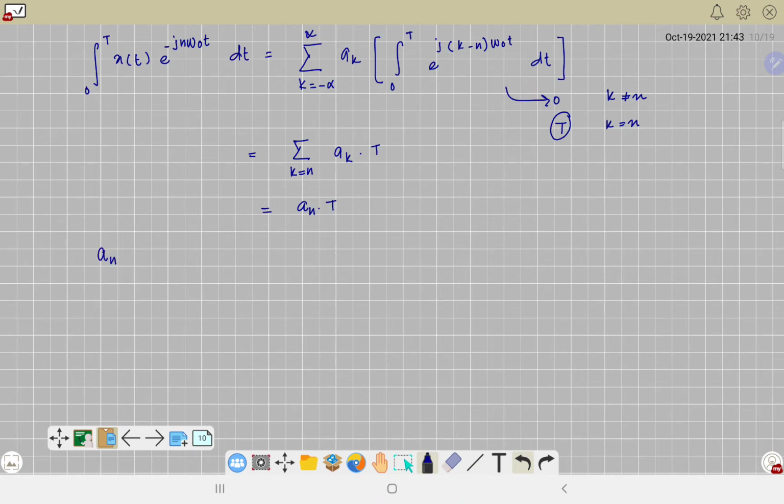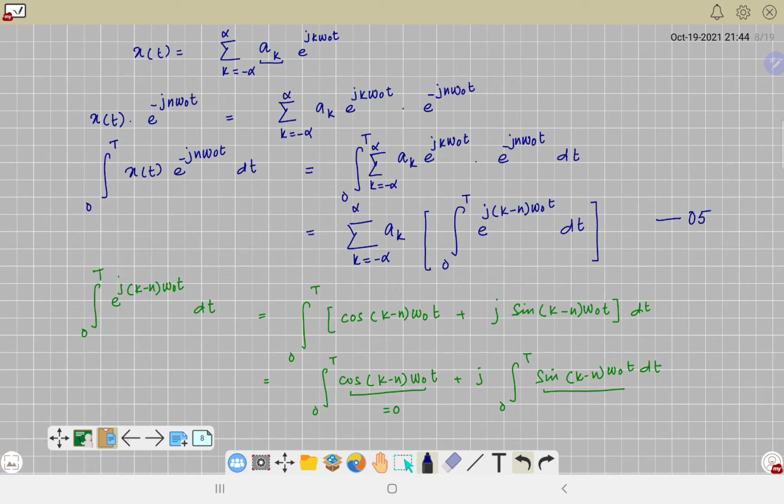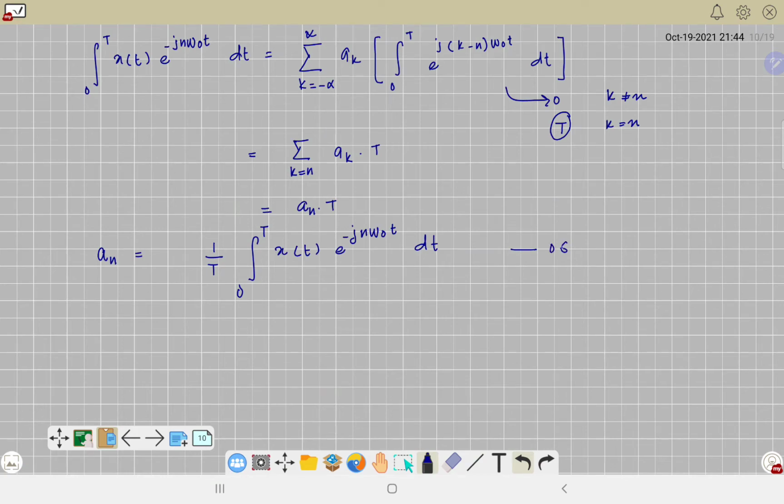which means this coefficient a of n is 1 by T integral 0 to T x of t e raised power minus j n omega naught t dt. Call it 6. Fine. Again, we were trying to compute a of k, but both k and n are integers, so it doesn't matter, they both represent integers.